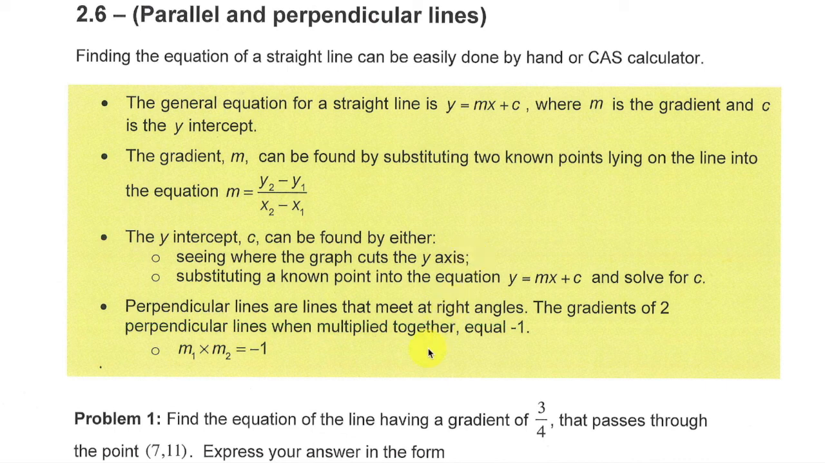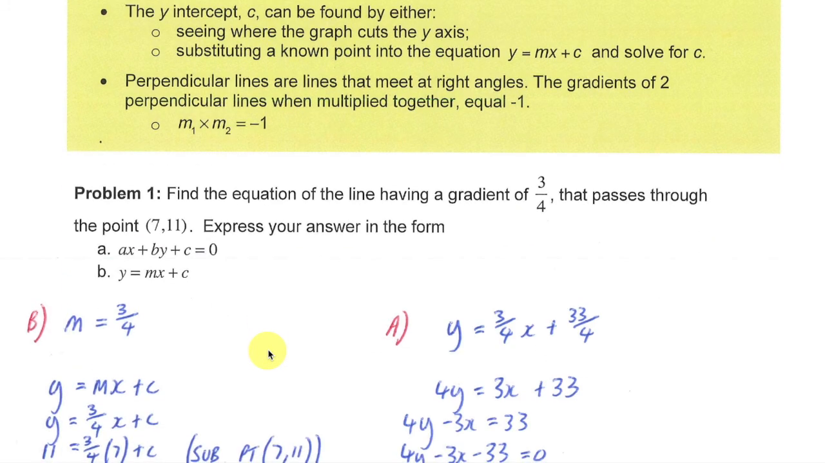Parallel lines will have the same gradient. Perpendicular lines meet at right angles, and when you multiply their gradients together, the result will be -1. So you can use this fact to go backwards and work out what a perpendicular gradient is when given a certain gradient. Let's look at an application of this.